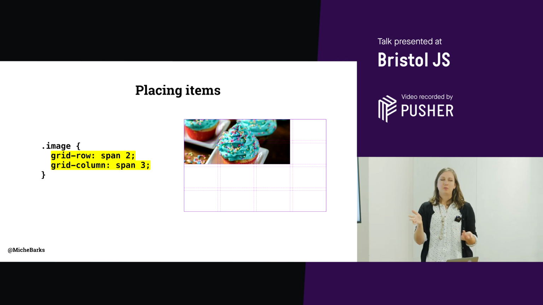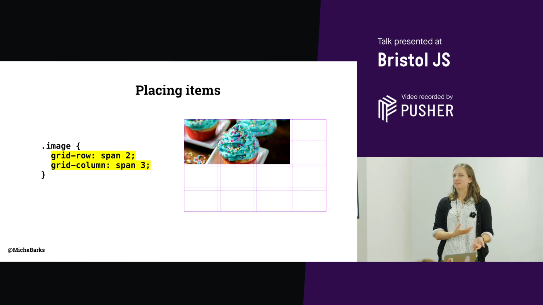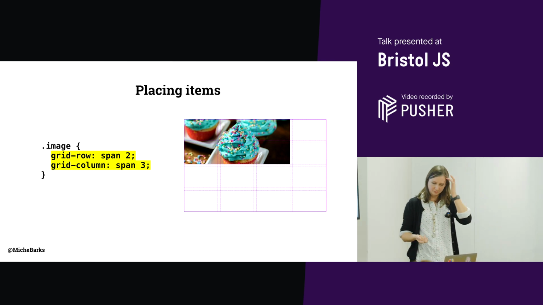If we don't specify a start or end line, then Grid will place this item up against the very first grid line that is available on both axes. That works in this instance because we haven't got any other items in our grid. But if we wanted to place this item somewhere else on the grid, then we couldn't rely on auto placement. We would have to specify a start or end line.